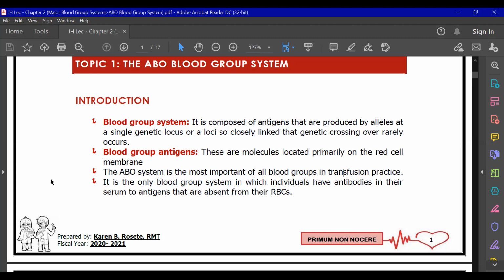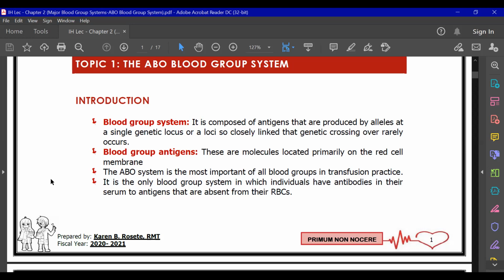Okay, so we have here a definition of your blood group system. A blood group system is composed of antigens that are produced by alleles at a genetic locus or loci which are considered closely linked. Your blood group antigens are molecules located primarily on the red cell membrane. But as I said earlier, not all blood group antigens are originally located on your red cell membranes. Another thing is that for consistency, the International Society of Blood Transfusion, the ISBT, provided an additional terminology that is suitable for use with your computer software.